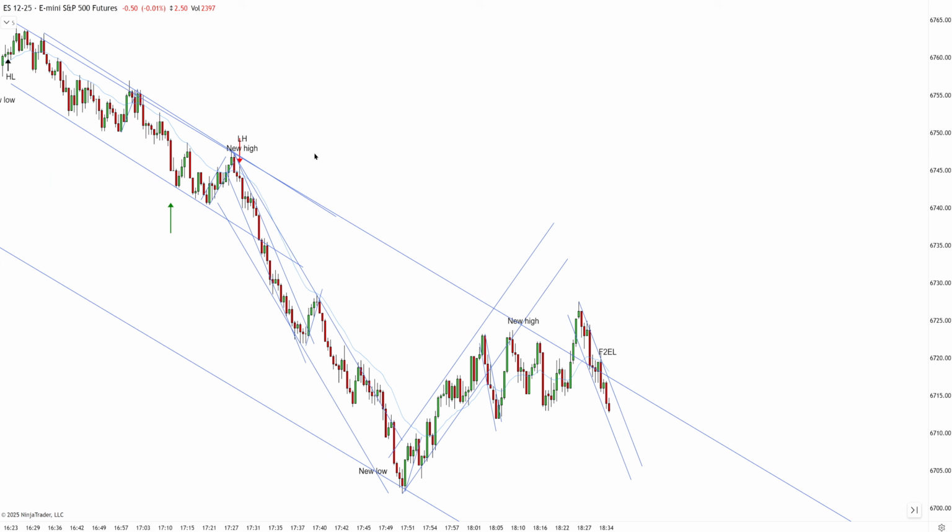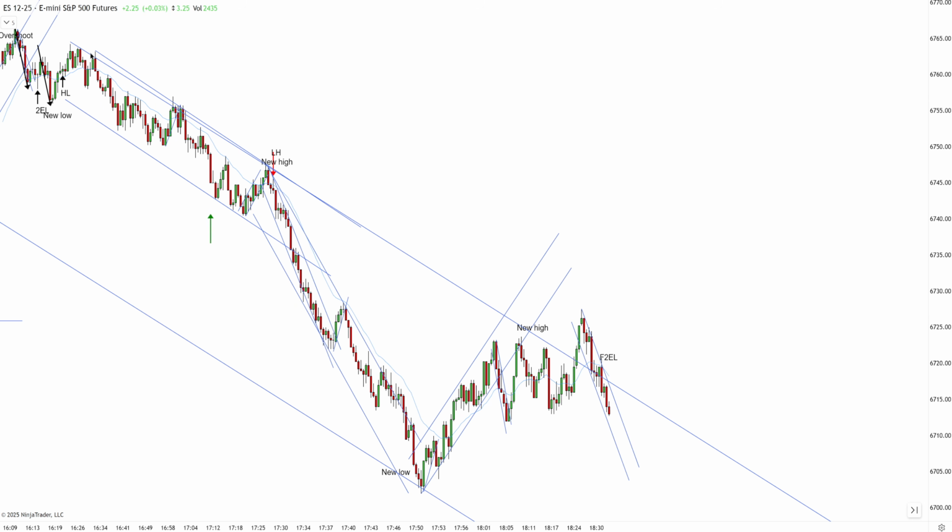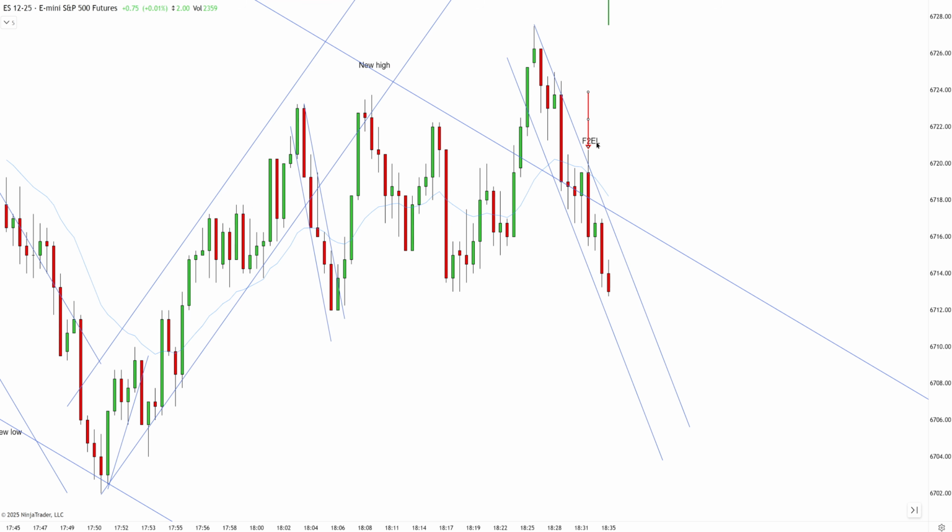If you have this channel in play, because it makes sense, you can see all of these highs right here allowing you to draw a channel like this. So you can definitely make a case for this channel being valid. If you are playing the wider downtrend, this is a great filled second entry long.